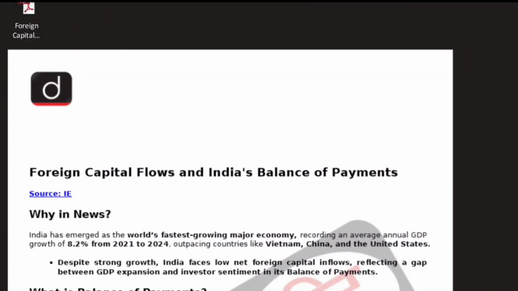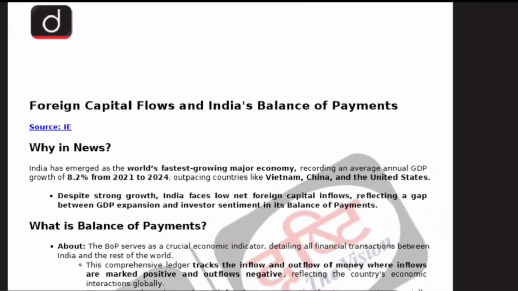Foreign capital flows and India's balance of payment. Why is this in the news?